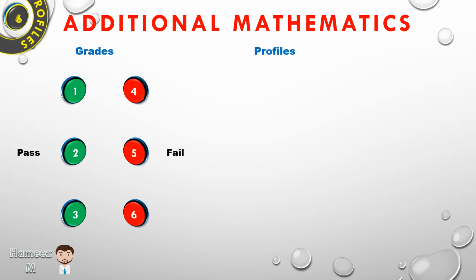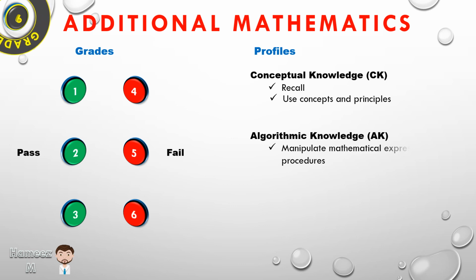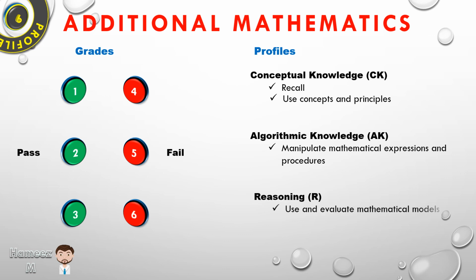And the profiles are CK, conceptual knowledge, which means that they're testing recall, simple computation and construction. The other profile will be algorithmic knowledge, AK. So we'll see use of algorithmic thinking. And the third profile will be reasoning, R, which is a combination of two or more algorithms with justification of its use.